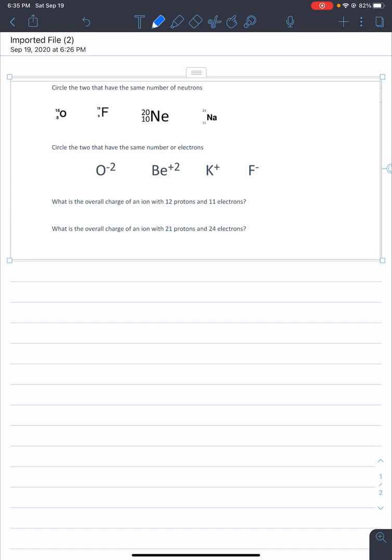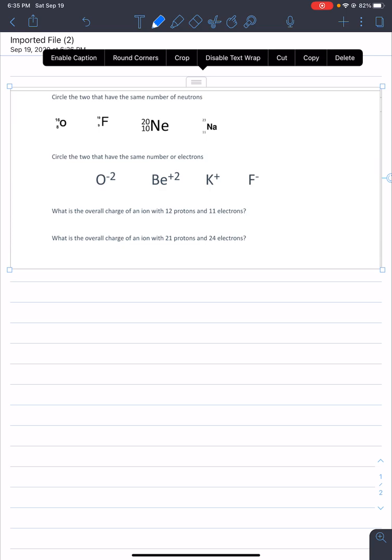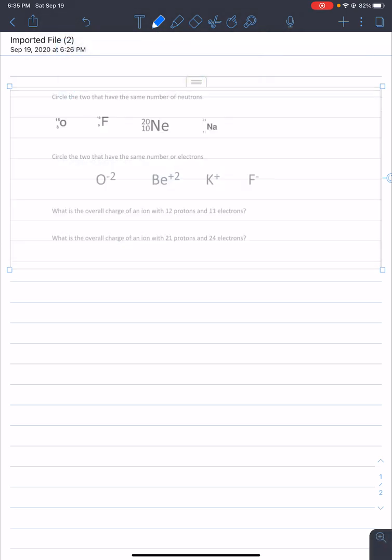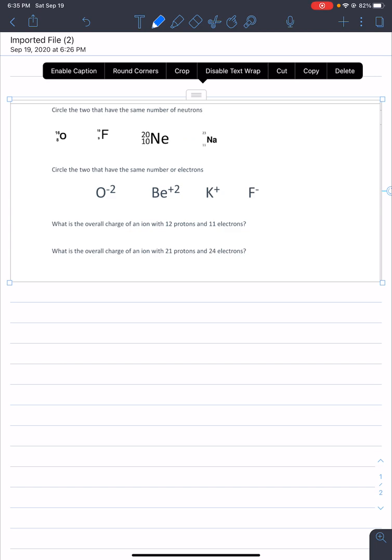So this first one is talking about circling two that have the same number of neutrons, and the second one says circle two that have the same number of electrons. So for both of these problems, you have to go through and figure out either the number of neutrons for the first one or the number of electrons for your second one. So let's just do the second one right here because I think it's a little bit harder, okay? Sorry, I don't know why it's not letting me write on it.